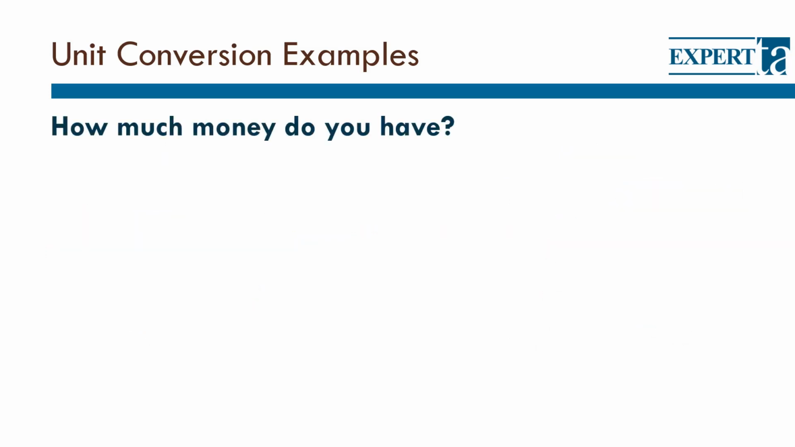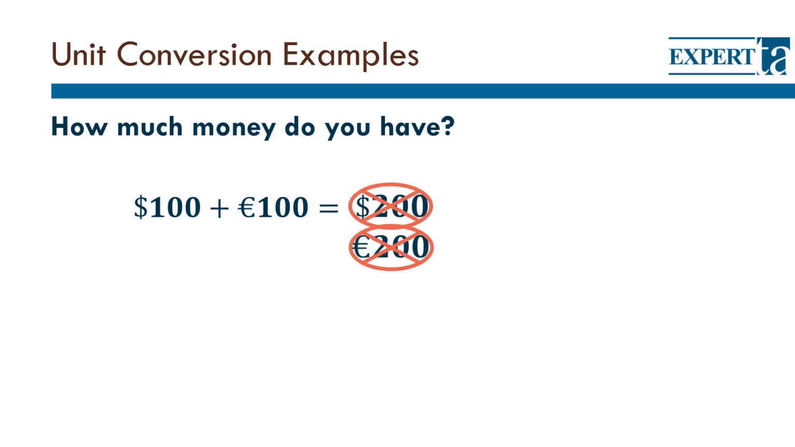You can see that if you have $100 and you have 100 euros, you cannot add these two together to make 200 of anything. $200? No. 200 euros? No. So there needs to be another step between these additions to make this work. And so that step is that you either convert the euros into dollars or you convert dollars into euros. So the crux of this addition is that the units need to be the same for every term.